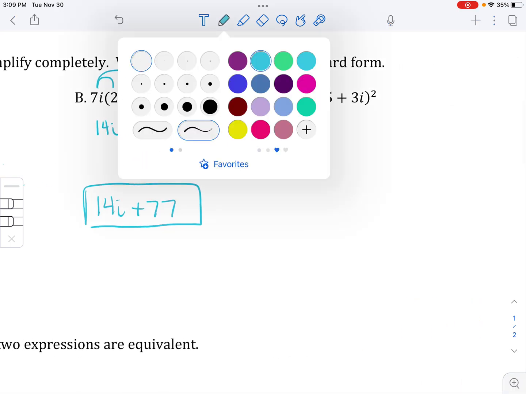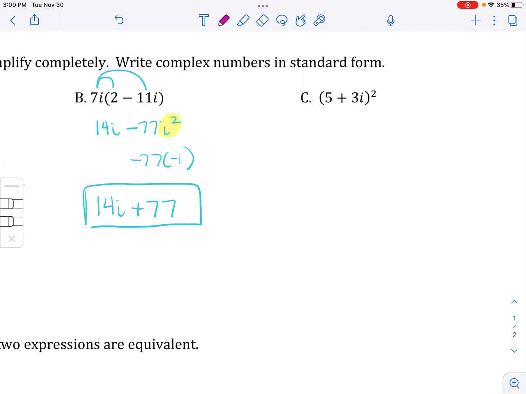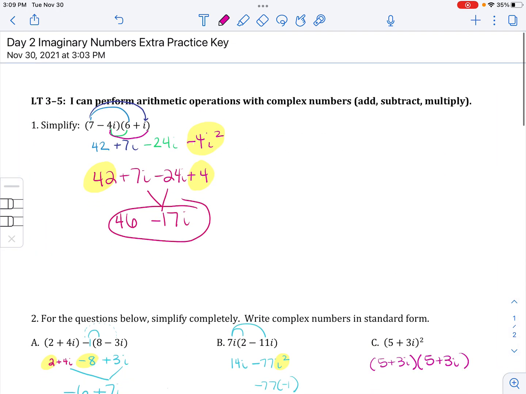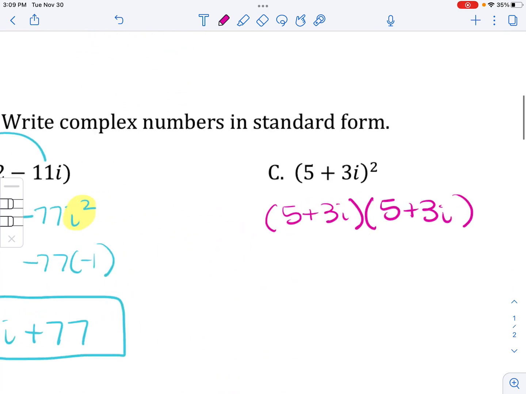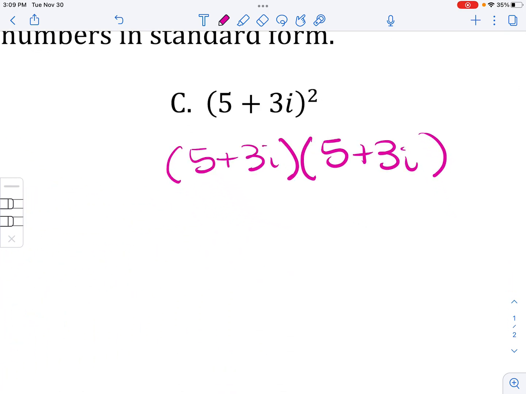All right, the key for C is understanding what this means. 5 plus 3i squared literally means take 5 plus 3i and multiply it by itself. And so when I have those two things and I multiply them by themselves, it turns into problem 1. So if you can follow along with problem 1, problem C is exactly like that. It's just you need to know how to turn it into this. And all we're going to do is take what's in here and write it twice.